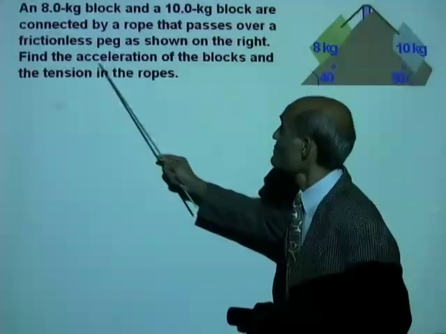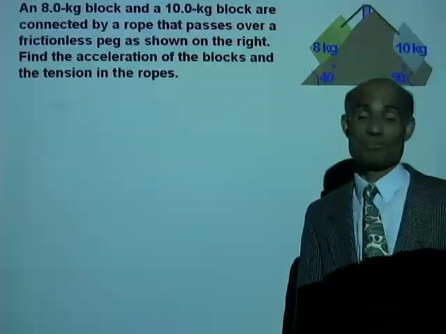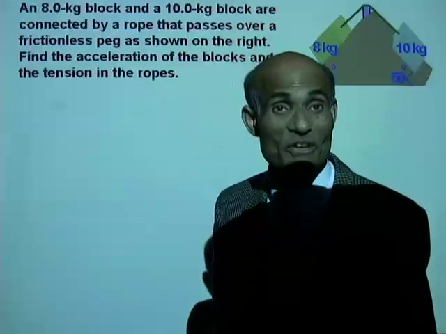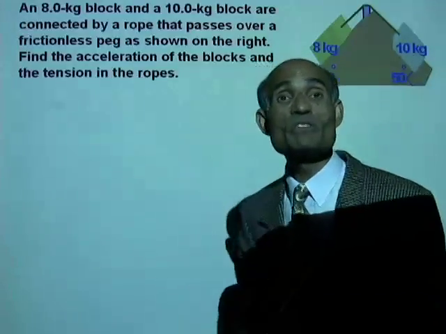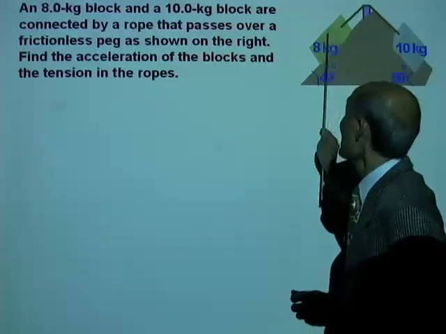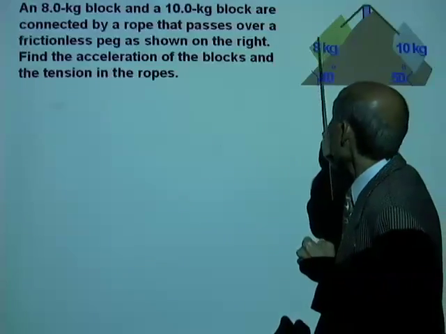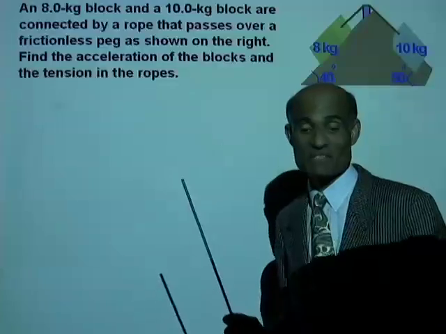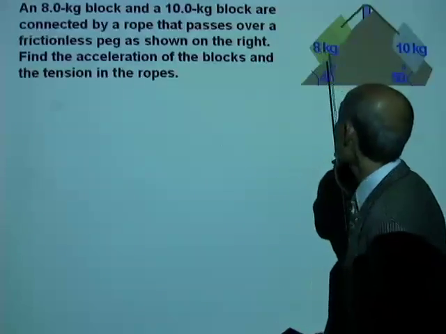Okay, find the acceleration of the block and the tension in the rope. It is not different from the problem we just did. All we need to do is isolate each object and identify the forces acting on each of them. Alright, let's start with this 8 kilogram.